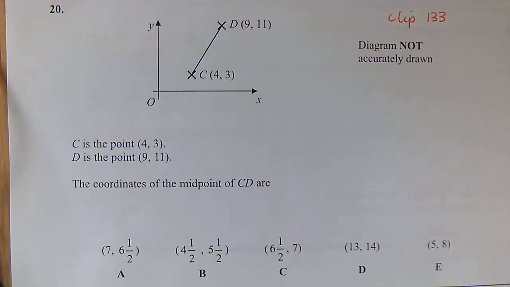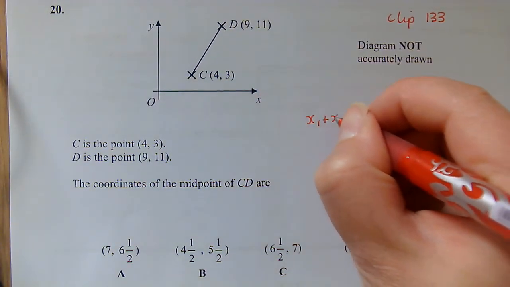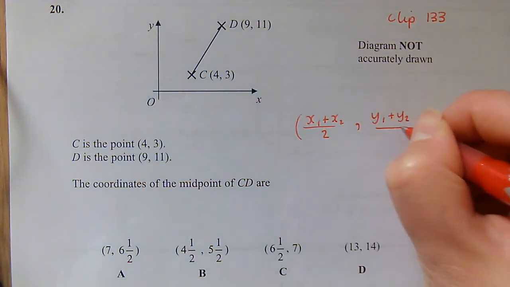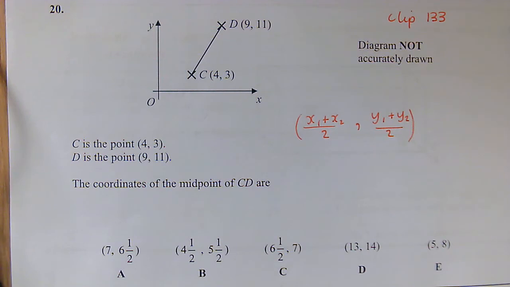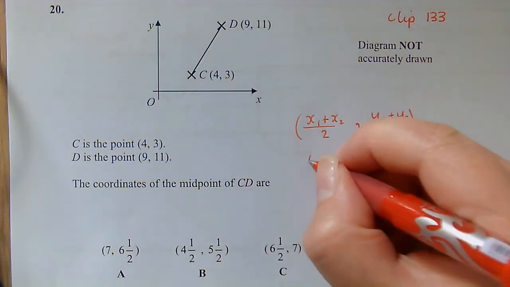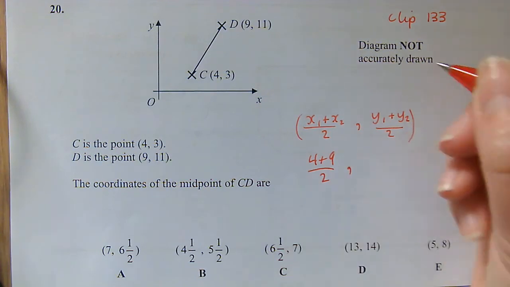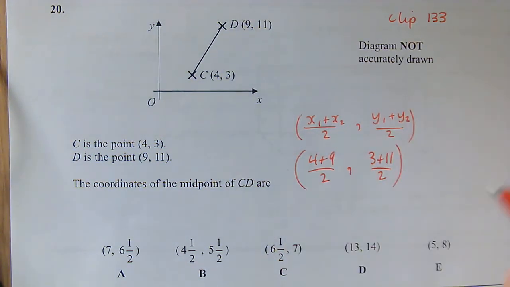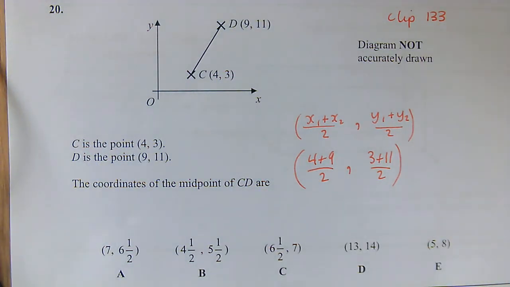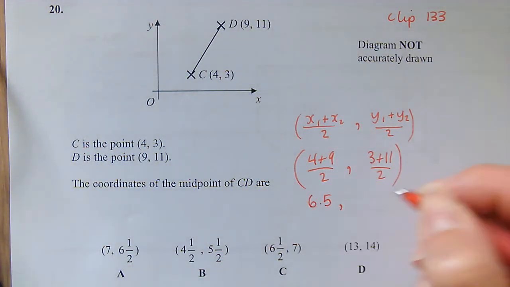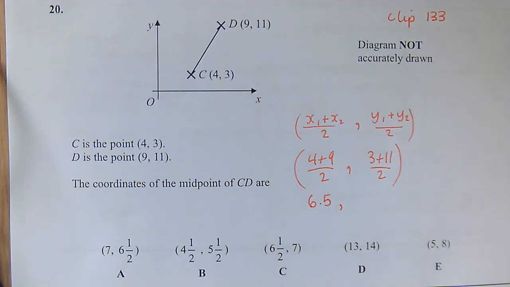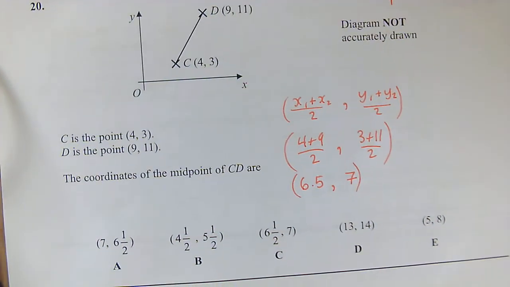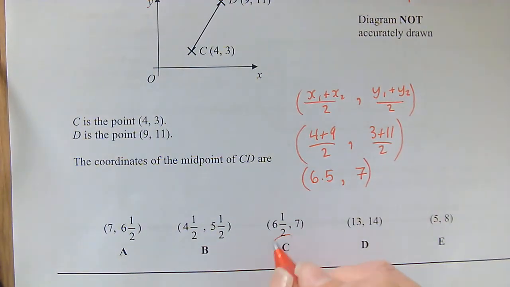Another midpoint question now. So remember, adding our two x coordinates together, dividing by 2, and adding our two y coordinates together and dividing by 2. So we've got 4 plus 9 all over 2 and 3 plus 11 over 2. 4 plus 9, 13. Half of 13 is 6.5 and 3 plus 11 is 14. Half of 14 is 7. So we have 6.5 and 7.